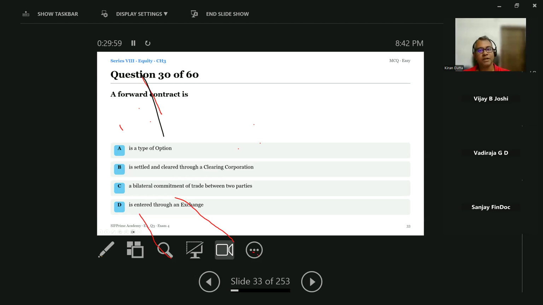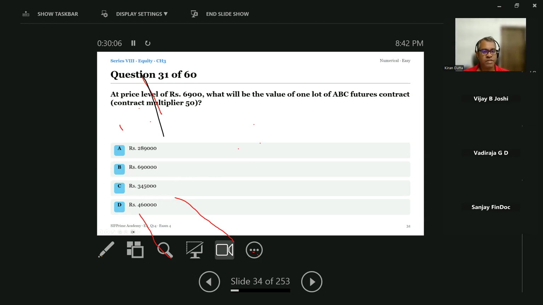Nice. It's a bilateral commitment between two parties, right? Next. See, most of the numericals in the exam will be this. Don't worry at all.